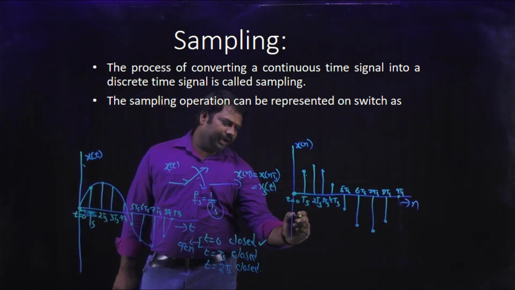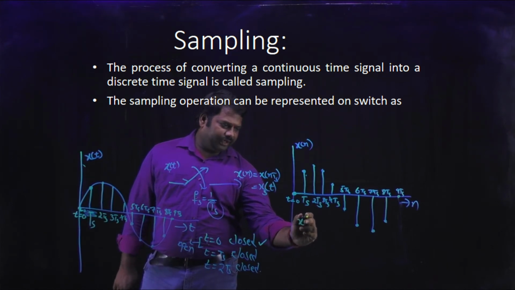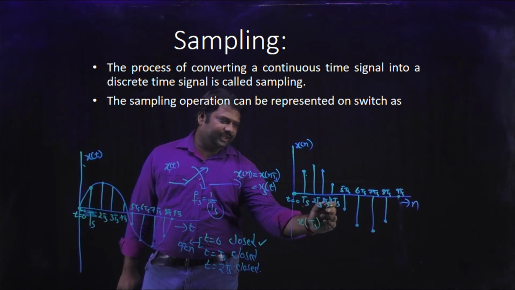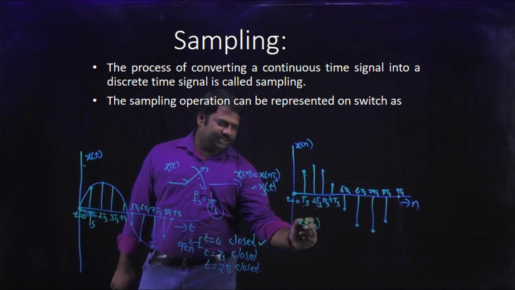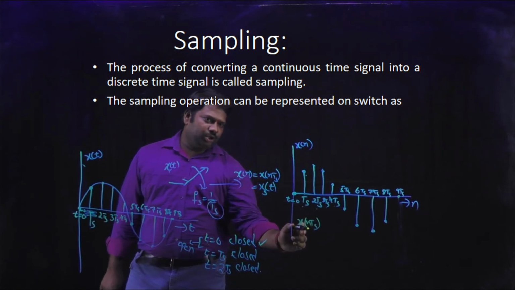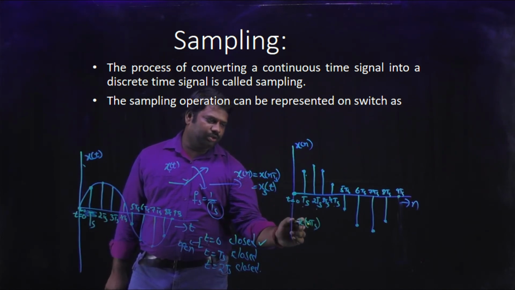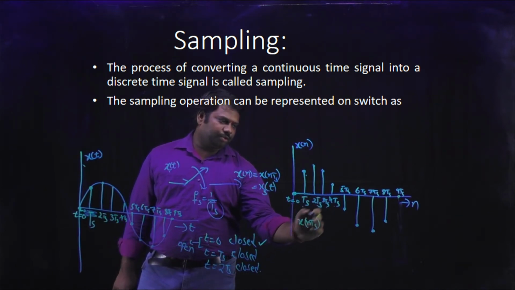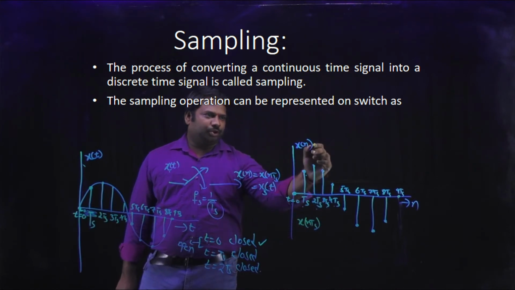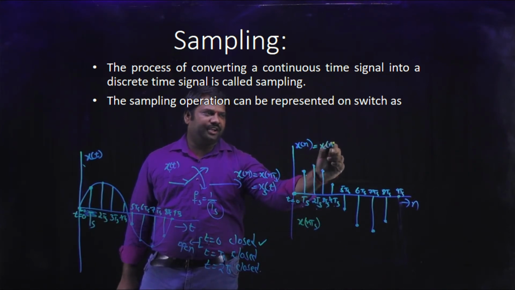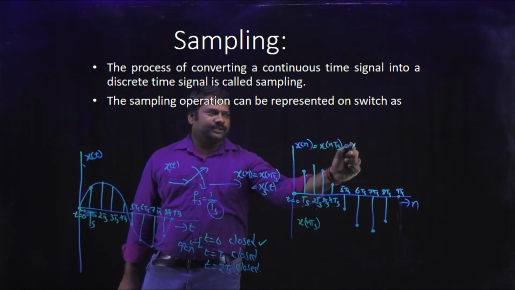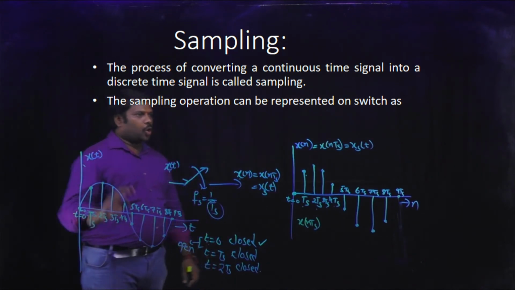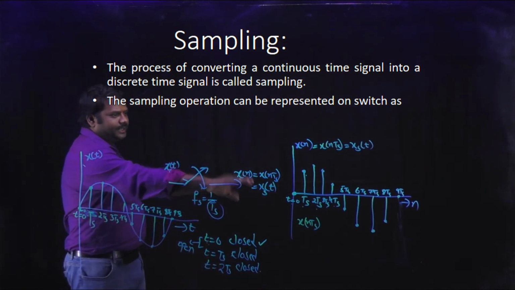That means it is defined at TS locations. This is TS, this is 2 TS, this is 3 TS, 4 TS, like that. That's why this is nothing but our nTS. When n is equal to 0, that is the first one, n is equal to 1, second, n is equal to 2, third, n is equal to 3, fourth, n is equal to 4, fifth one, like that. This x of n, which is nothing but our x of nTS, which is nothing but our sampled version, xs of t. That is what we will get, how we will convert a continuous time signal into the discrete time signal.